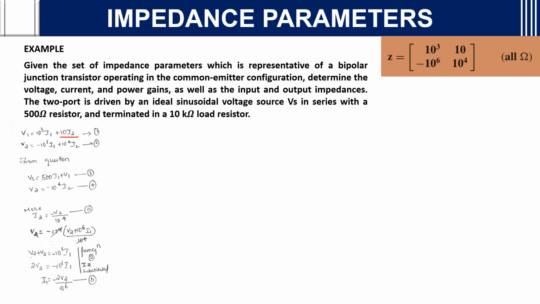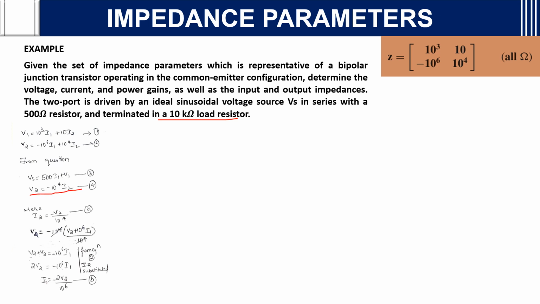After writing this, from the question, what they have given is, the two-port is driven by an ideal voltage source Vs in series with 500 ohms. They are telling there is a voltage source in series with 500 ohms. So you can write from that question that Vs is equals to 500 I1, resistance into I1, plus V1 as the input voltage. Then it is terminated with a 10 kilo ohm load resistor, which means we will take that point as V2.